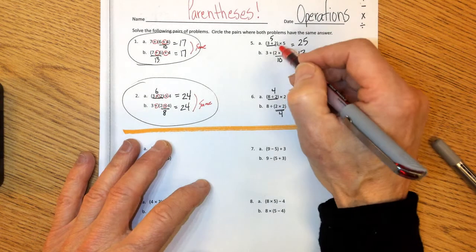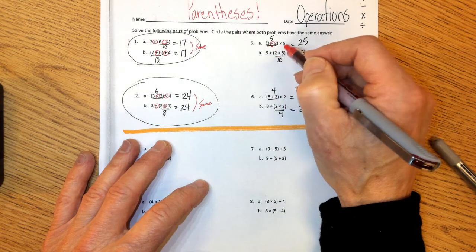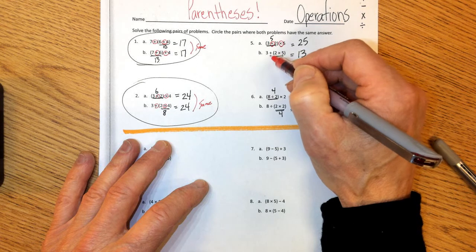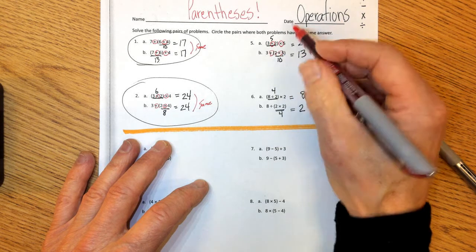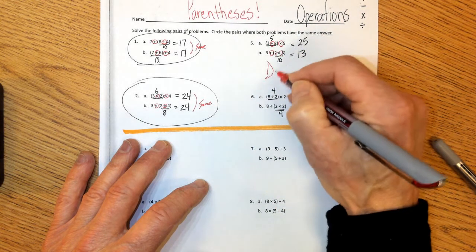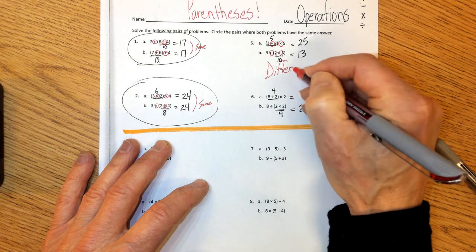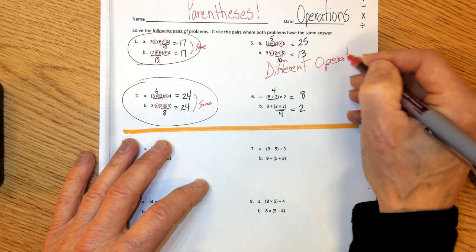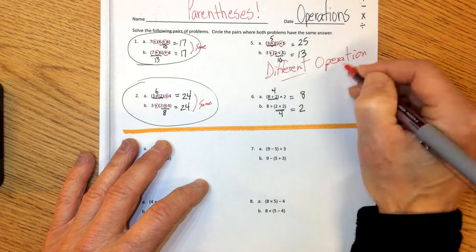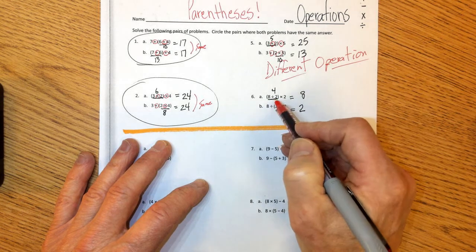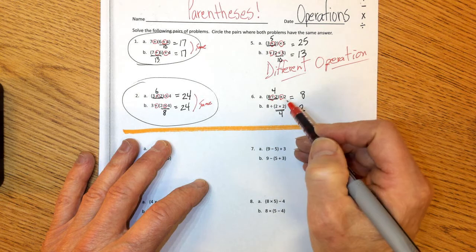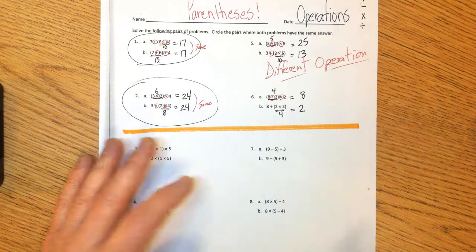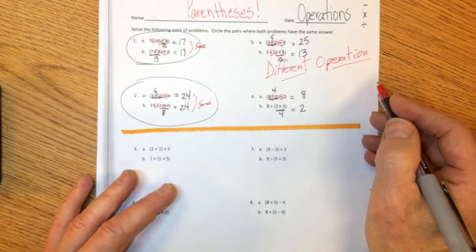Well, let's check the operations here. Addition, multiplication. Addition, multiplication. We have different operations here. In the same number sentence, we have different operations and we have a different answer. Let's check this one. Division, multiplication. Different operations, a different answer.